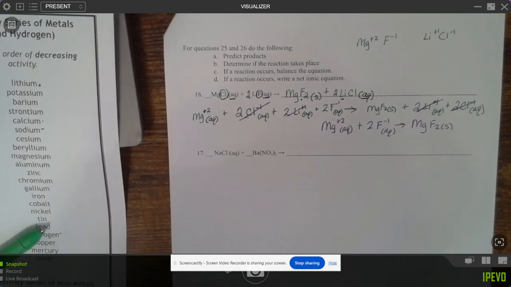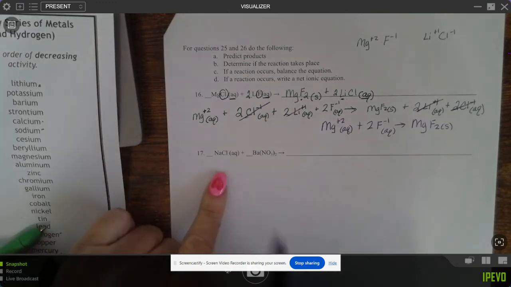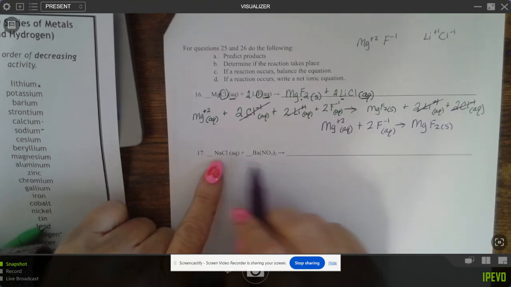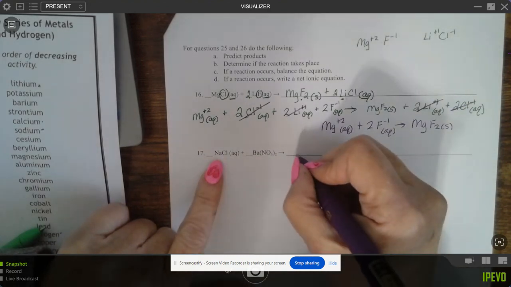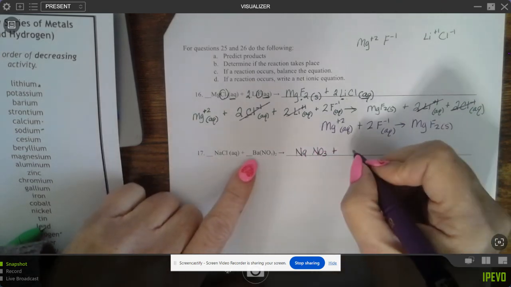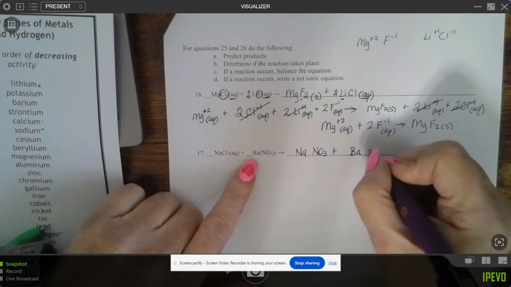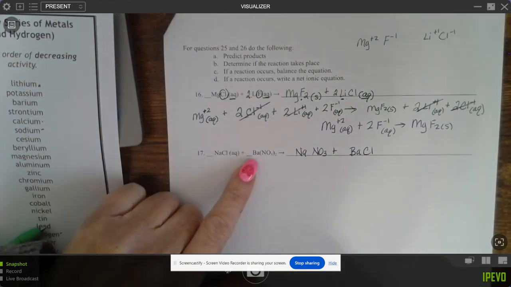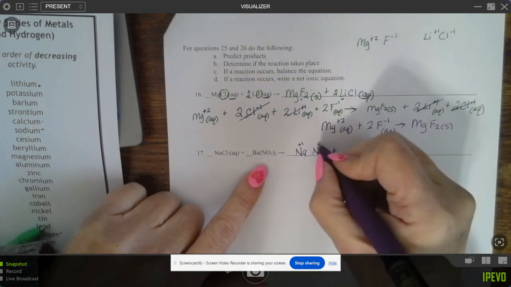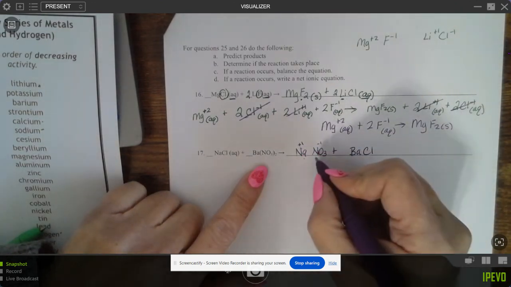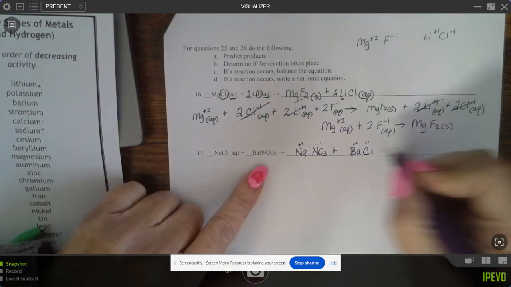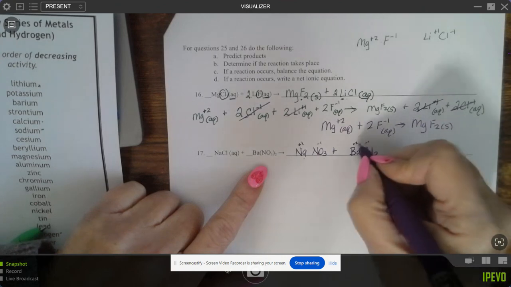All right, one more. Again, we're going to switch anions. So we're going to have NaNO3 plus BaCl. Sodium is +1, nitrate is -1, so this does just end up being NaNO3. Barium is +2, chloride is -1, so this ends up being BaCl2.